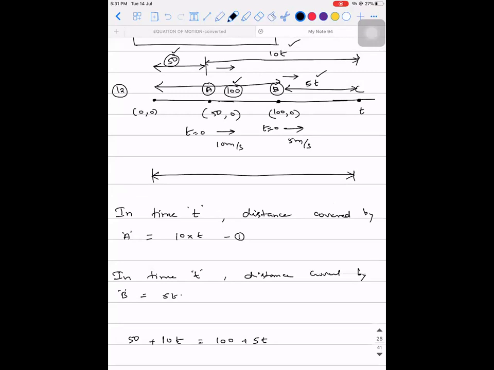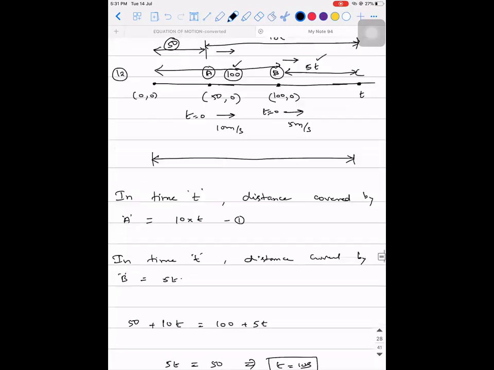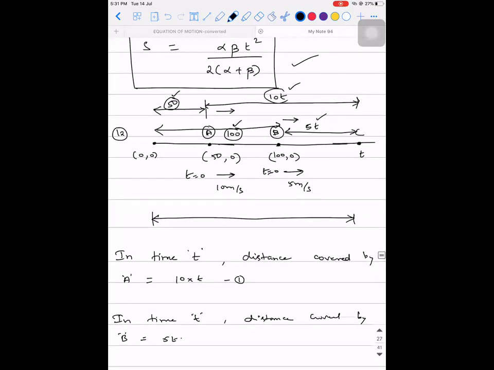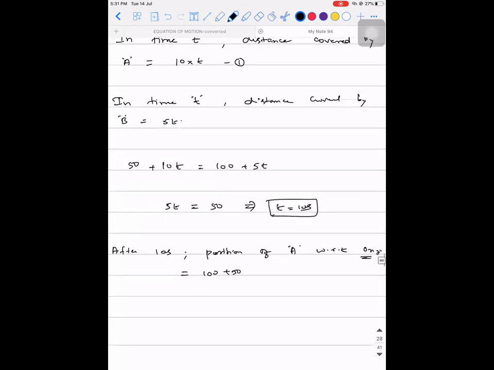But what is my question? I asked you, what is its position with respect to origin? 100 is the distance it has traveled in 10 seconds. Even before that, what is the distance? It is 150. That is the answer. 150 meter. In a similar way, what will be the position of B with respect to origin?